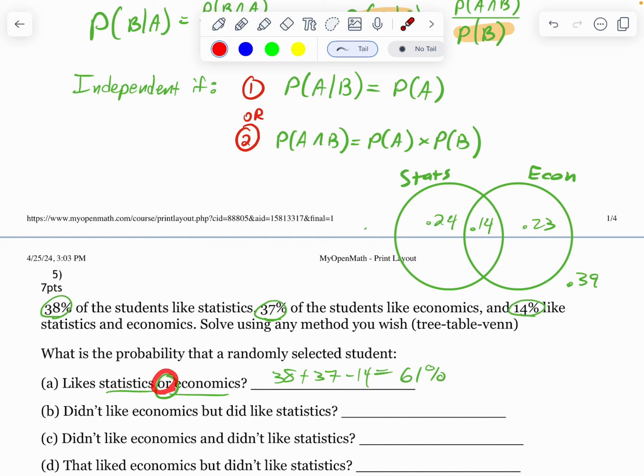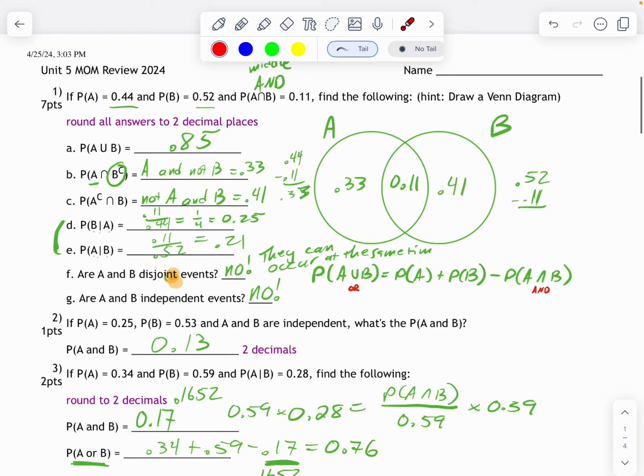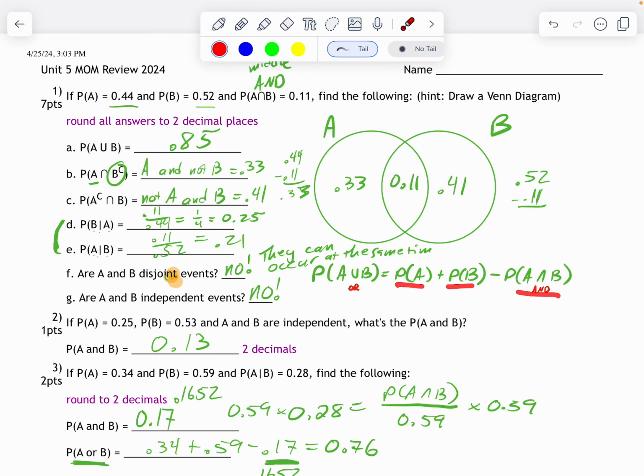Because or means where are the kids that like one of those things or they like both? So you would just add up all three of these if you want to go that route. Or you follow the formula: A plus B minus A and B.